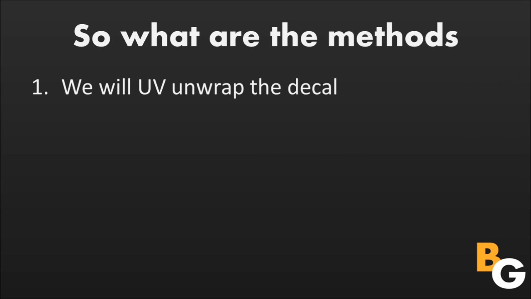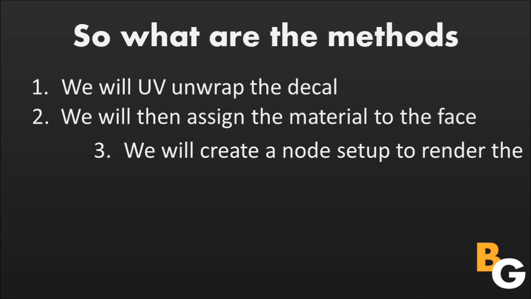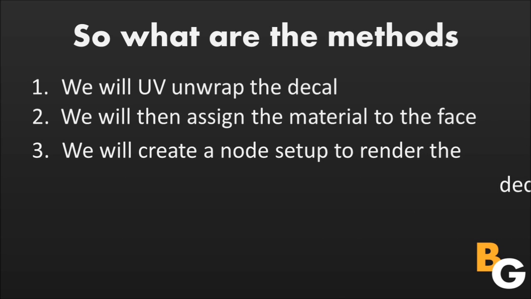Well, we will first UV unwrap the decal onto the object that we want to apply it to. We will then assign the material to the face, and then we will create a node setup to render the decal. So those are our three main methods that we are going to be doing. So without further delay, let's begin.